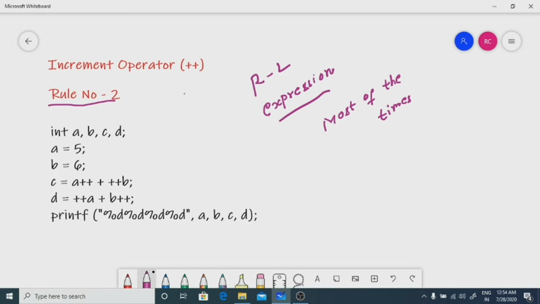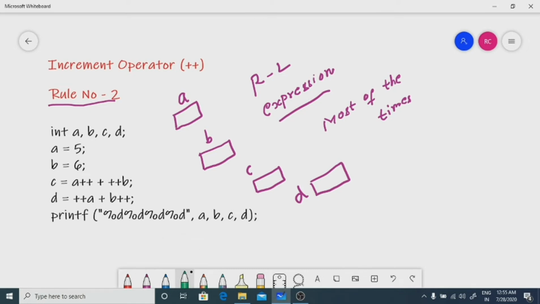Memory will be allocated to A, memory will be allocated to B, memory will be allocated to C, and memory will be allocated to D. Now, A equal to 5, so 5 will be assigned to A. B equal to 6, 6 will be assigned to B.